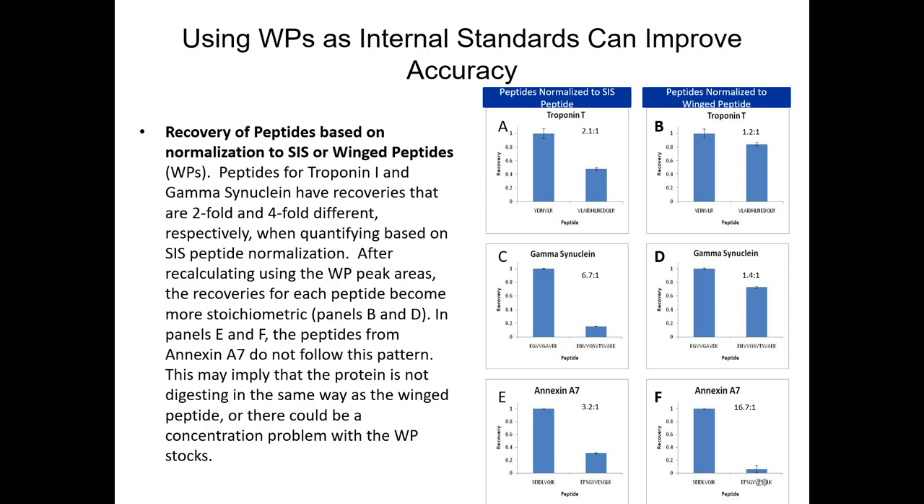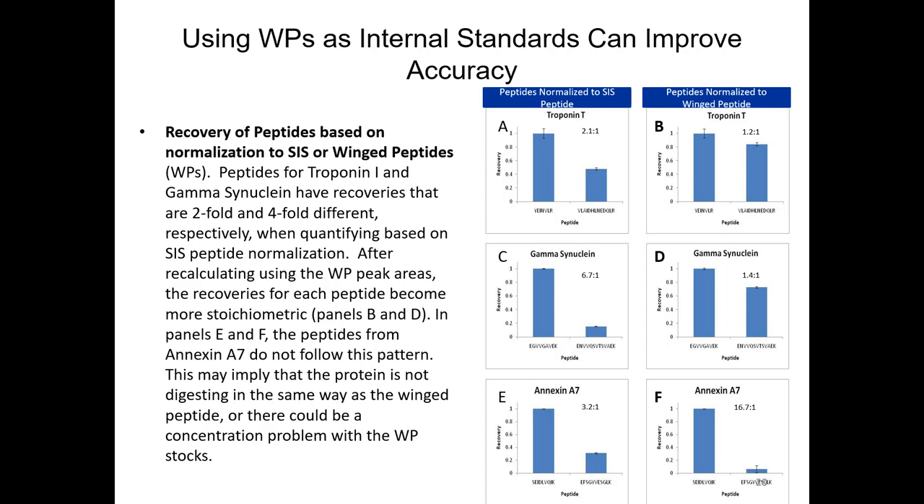All right, so this is in a poster from 2011. I can get the PDF if people are interested. But what we tried to do was look at these 3 proteins, troponin T, gamma-synuclein, and annexin A7, and look at the 2 peptides and their recovery when we normalize to the tryptic synthetic peptide and when we normalize to the winged peptide. So it's the protein divided by tryptic synthetic or winged peptide. If we do it based on the winged peptide, assuming the concentration of that winged peptide is accurate, and we matched it to the concentration of the protein we spiked in, we would expect to see a ratio of 1 for every single peptide.